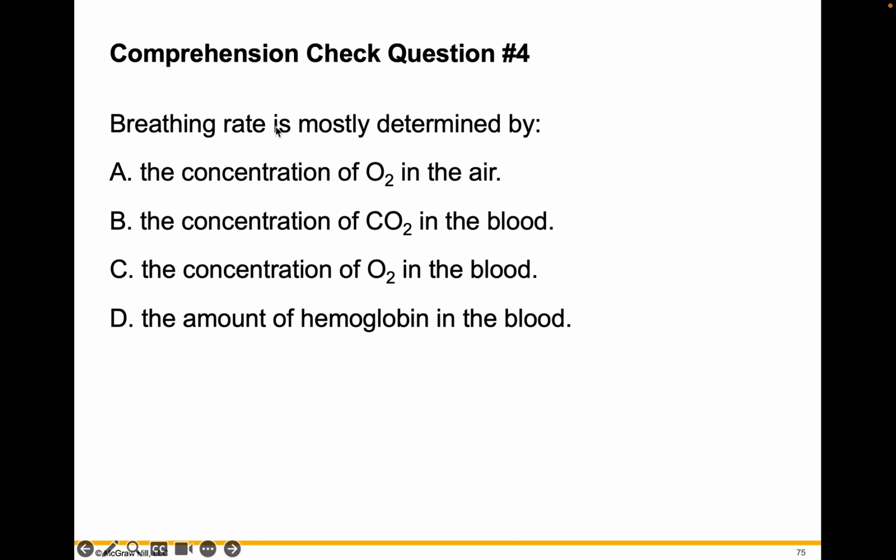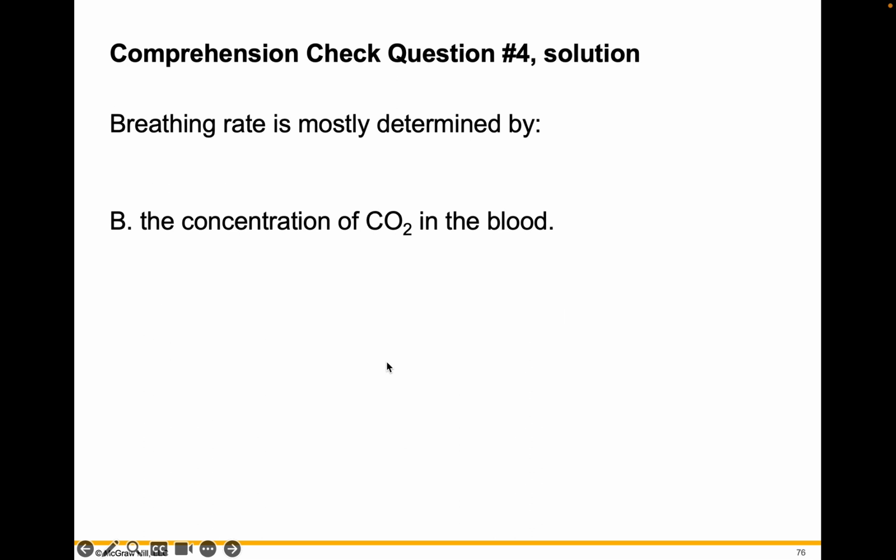All right, so let's check our comprehension here. Breathing rate is mostly determined by the oxygen concentration in the air, the concentration of CO2 in the blood, the concentration of oxygen in the blood, or the amount of hemoglobin. Well, we just said it's based on that feedback loop and the amount of CO2 in the blood.